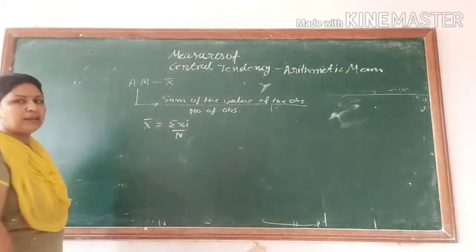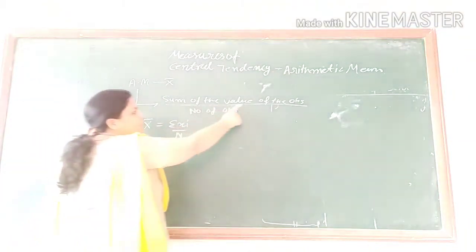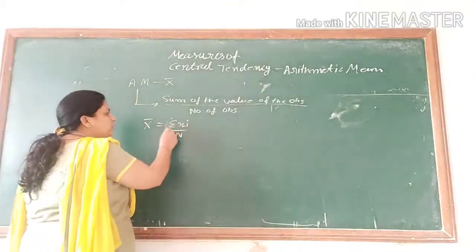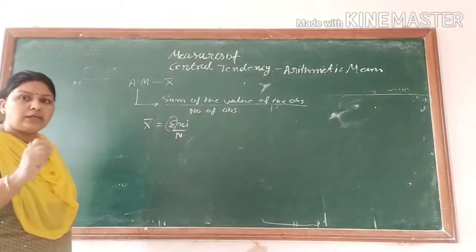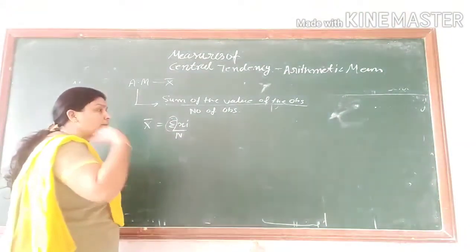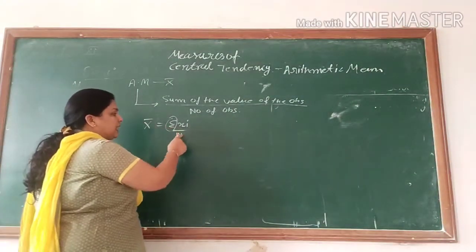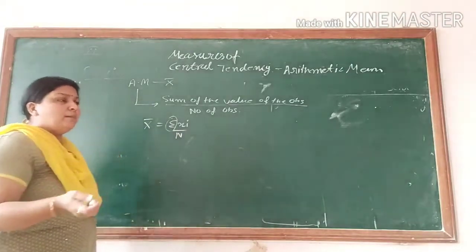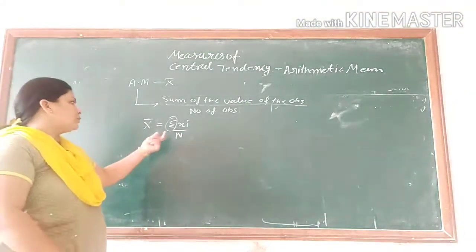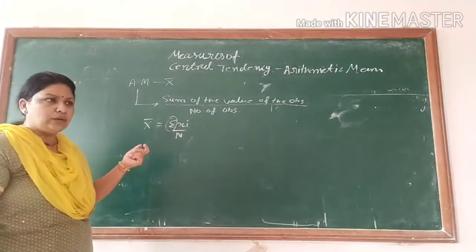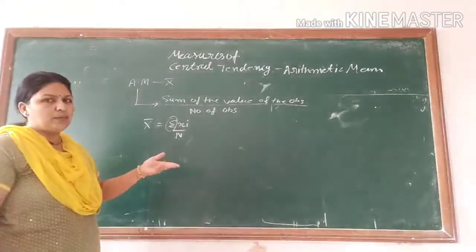xi means the values of the observations. Sigma is denoted by the sum. What is sigma? Sigma is your sum. So it is called the sum of xi upon n. I think so 10th तक आप लोग इसको sum of बोलते होंगे. But nowadays that is the popular sigma.